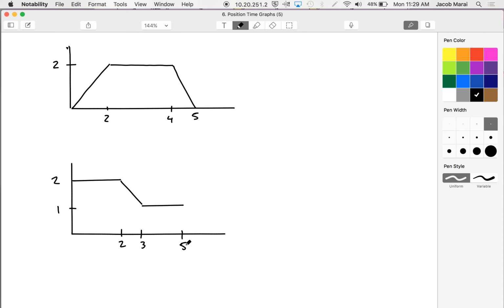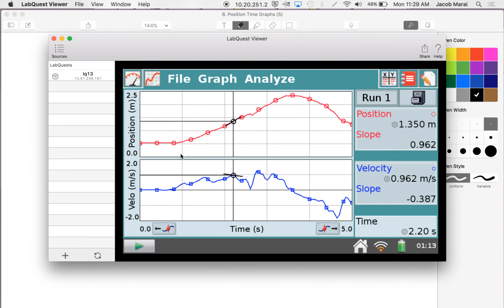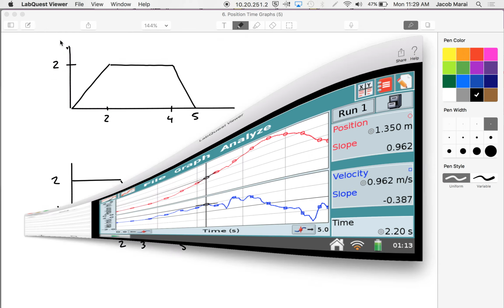These machines, by the way, default to 5 seconds. So all you need to do is literally press that little play button and it will make a 5-second position time graph. You can change it to 20 or 30 seconds, but for this activity, just 5 seconds.